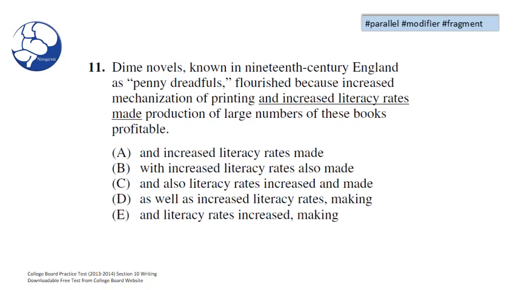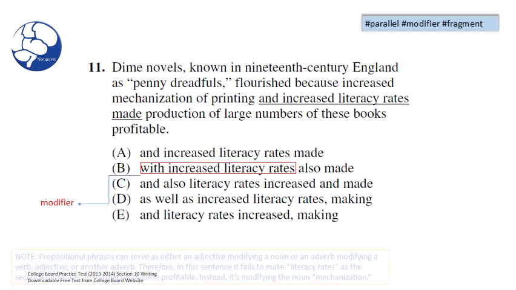I like A, so I'm going to hold on to A for now. But let's move down to B, "with increased literacy rates also made." Well, here they got rid of our coordinating conjunction and replaced it with a preposition, with. This gives us a problem. Well, you may ask, what's the problem? Well, now we have a modifier error.